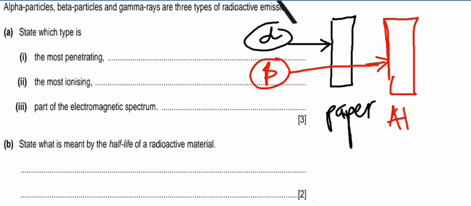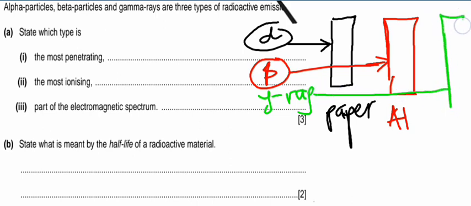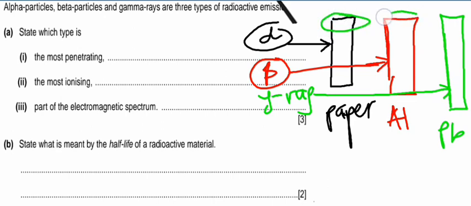Then we have the last one, which is the gamma ray, or gamma rays, also written as the Y-ray. This one here can be stopped by a sheet of lead, the metal lead, PB. Which means as for gamma rays, they can penetrate through the sheet of paper and also the sheet of aluminium, but they can be stopped by a sheet of lead.